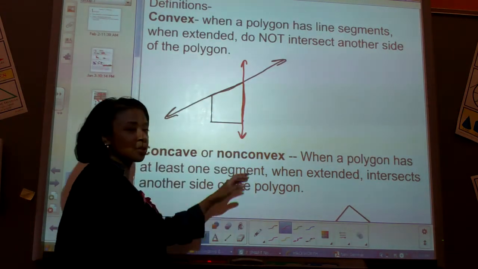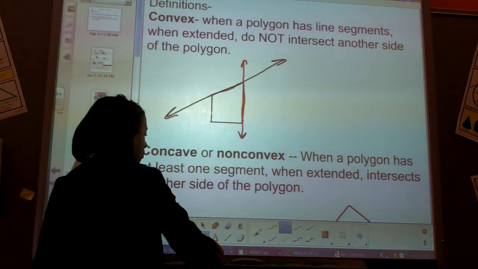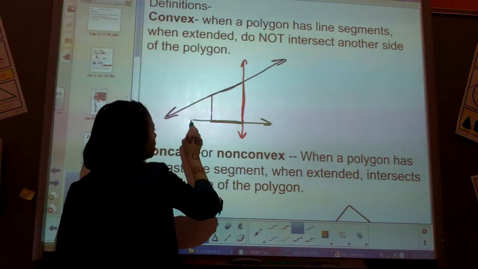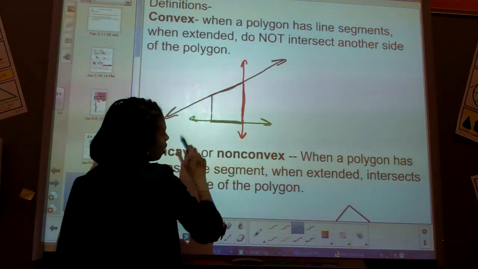If I were to extend this side here, does it run into another side on there? It does not. Let's check this bottom segment. If I were to extend it, does it run into the interior there?